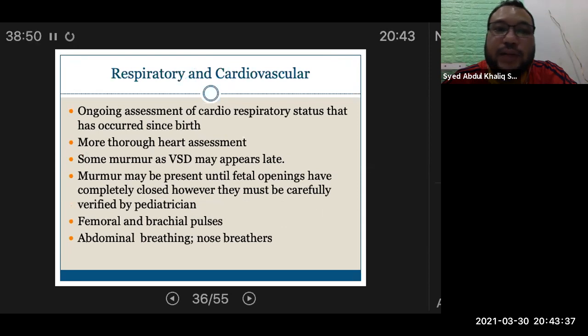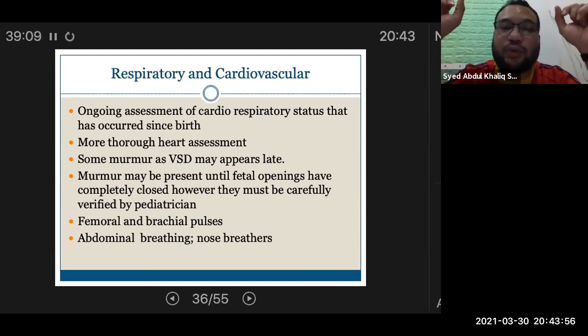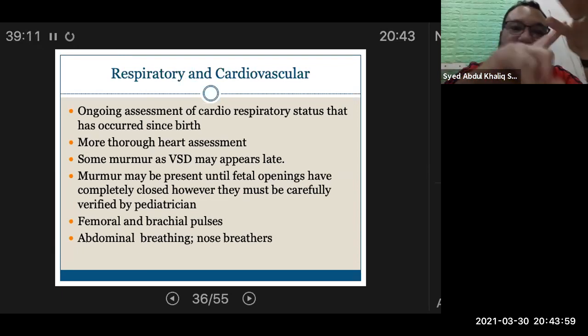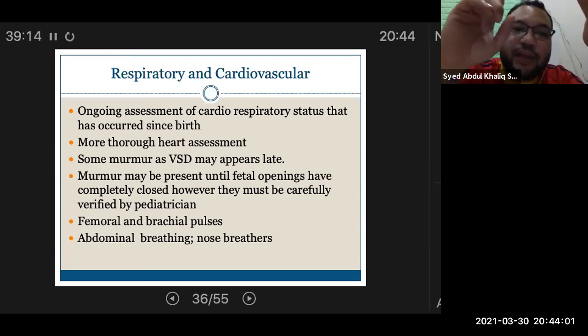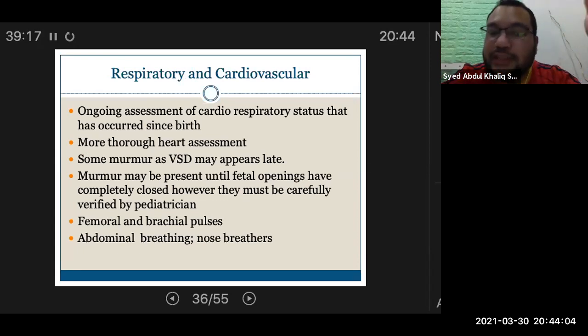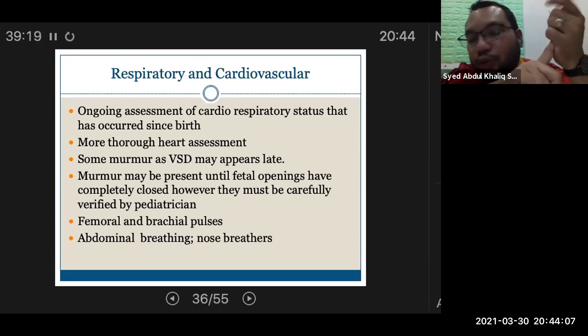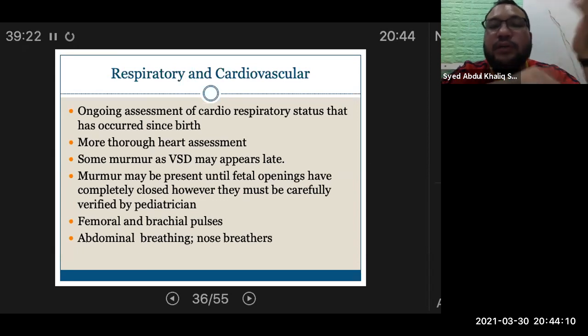And then we assess respiratory and cardiovascular. We look at the shape of the chest, whether there's increased AP diameter, sometimes pneumonia, sometimes congenital pneumonia, sometimes meconium aspiration. So there may be increased AP diameter. And we look at whether there's any abnormal shape of the chest as well from the very beginning. And then we assess whether there's any murmur or not. Usually if we hear a murmur early, it is a PDA murmur. VSD usually appears around 5 days. Why is there usually no murmur before 5 days?